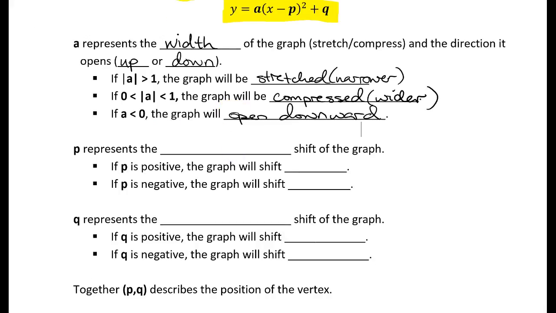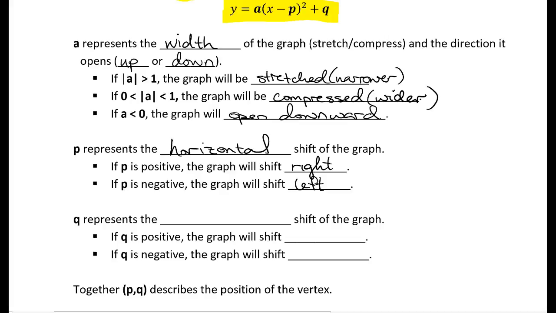Part p, this guy right here, represents the horizontal shift of the graph. If that number is positive, the graph will shift. If you're not sure, go back and look at your activity. What did you notice? It will actually shift right. If p is negative, the graph will shift left towards the negative values of x.